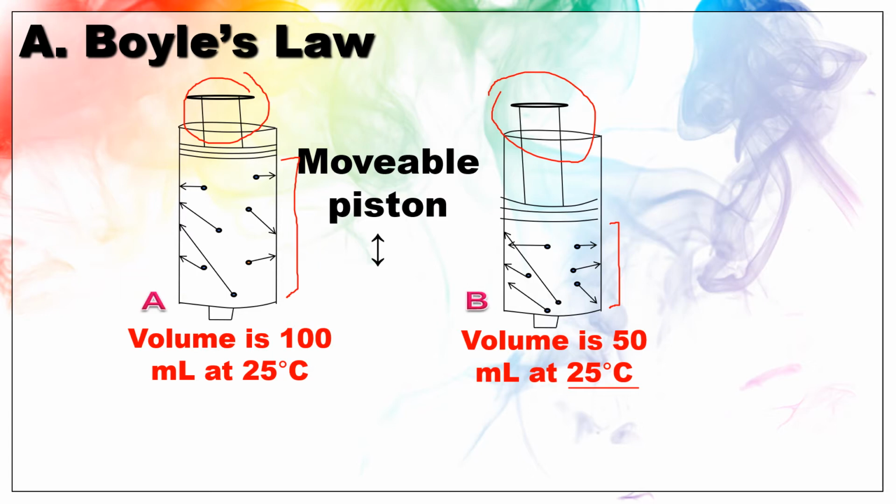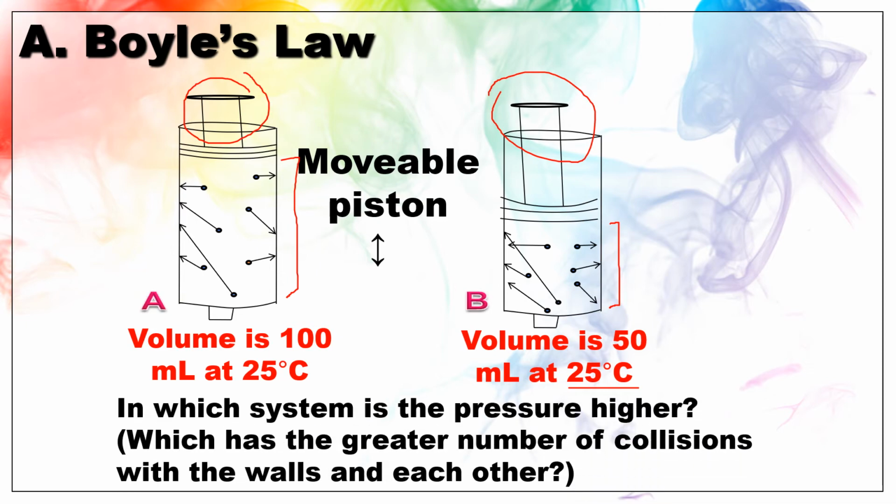So the question is, in which system is the pressure higher, or in which has the greater number of collisions with the walls and with each other? So clearly, the answer is letter B. Why again? Because the smaller the volume, the higher the pressure, because it's more often that the particles of the gas collide with each other.